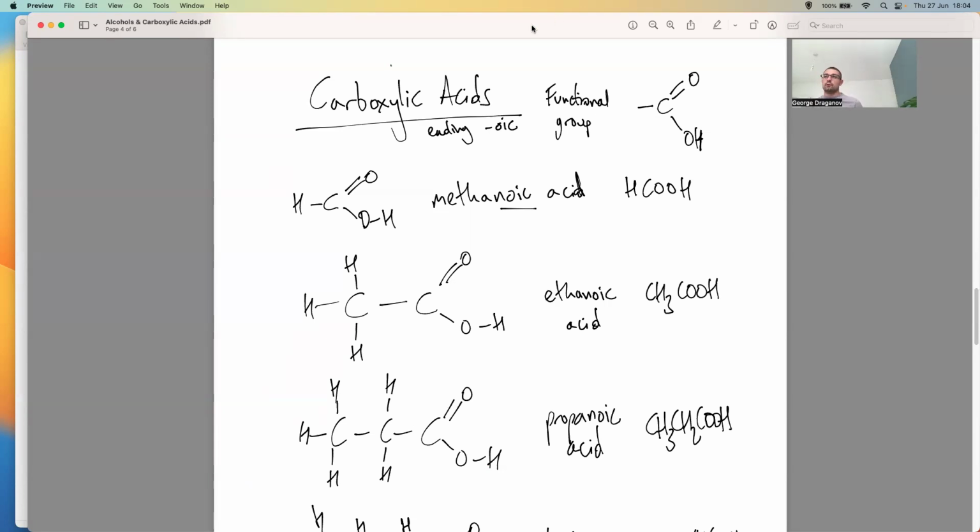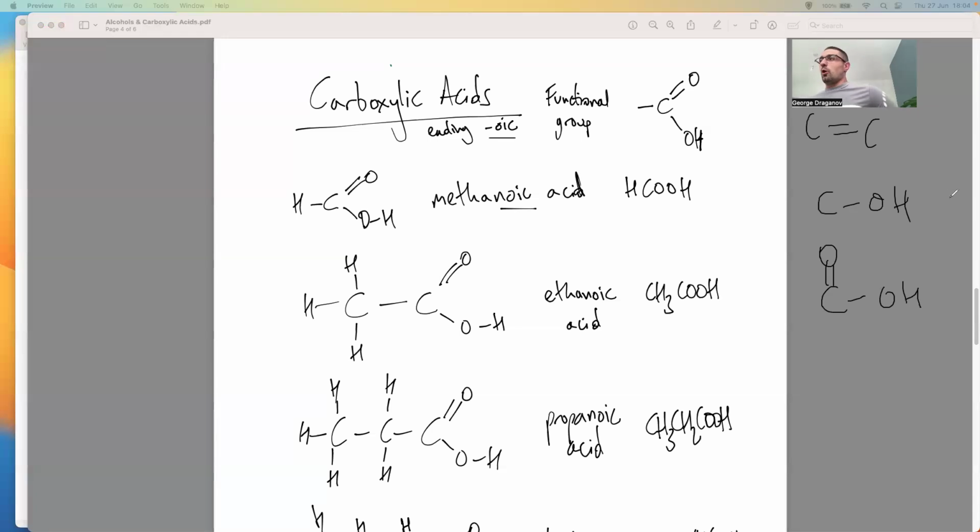So you've now learned 4 functional groups. I keep emphasizing these things. Alkanes was CC, alkenes was C double bond C, alcohols was COH, and carboxylic acids is COOH. There's probably only about 1 more functional group that you need to know if you're at Edexcel, and 2 if you're AQA. So back to this. The ending of the carboxylic acids is oic. The alkanes was ane, this is ene, this was ol, this is oic acid.